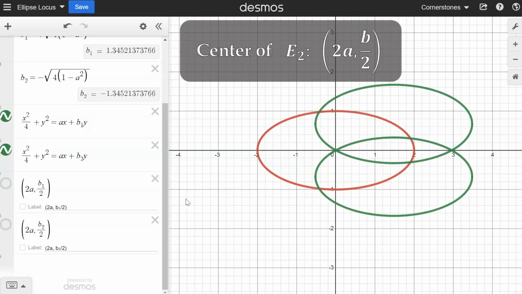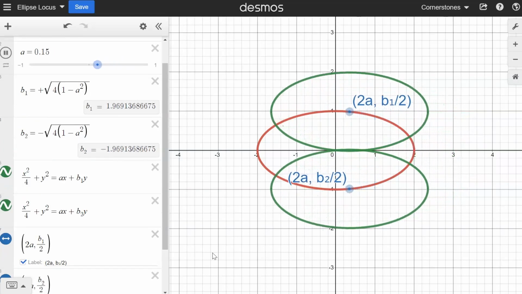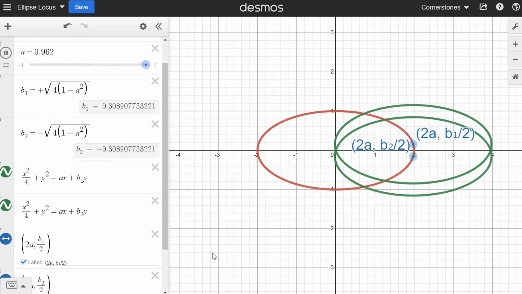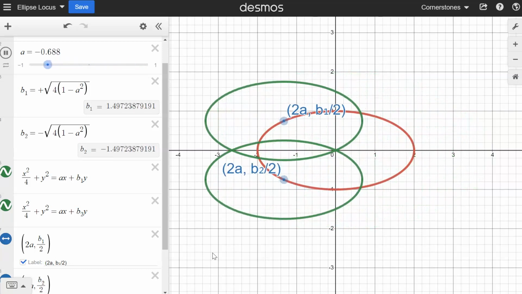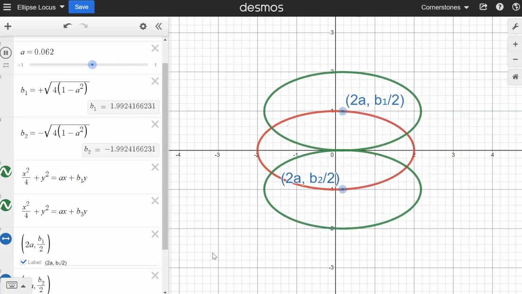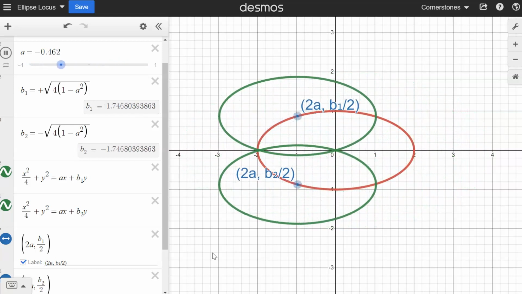Finally, let us create the center of the ellipse E2. The center is (2a, b over 2), so using b1 and b2, let us mark two centers, (2a, b1 over 2) and (2a, b2 over 2). They are these blue dots. And you can clearly see that if we move the second ellipses under the constraint I have explained, these blue dots are always located on the red ellipse. That is, the locus of the center of ellipse E2 is ellipse E1.